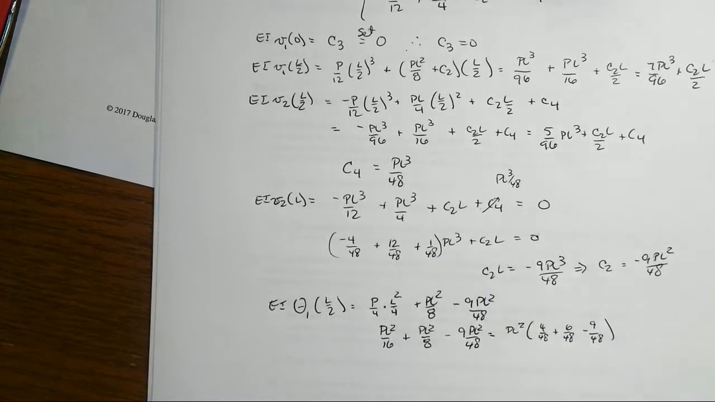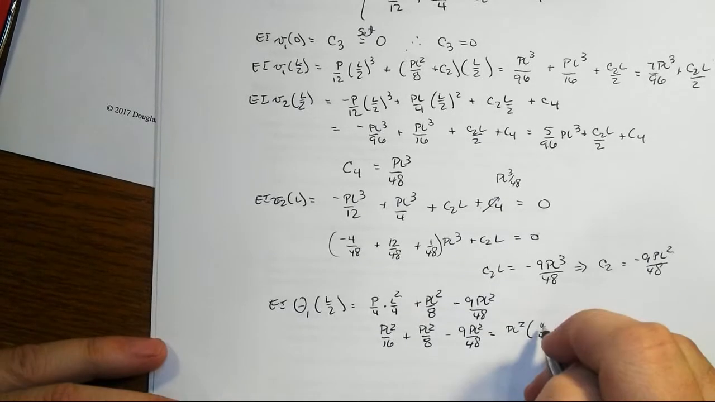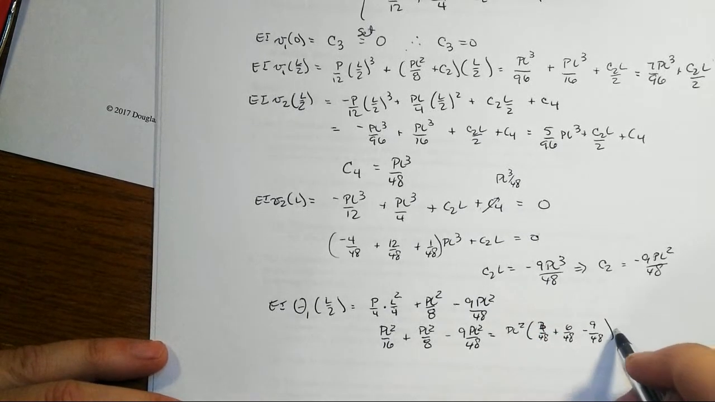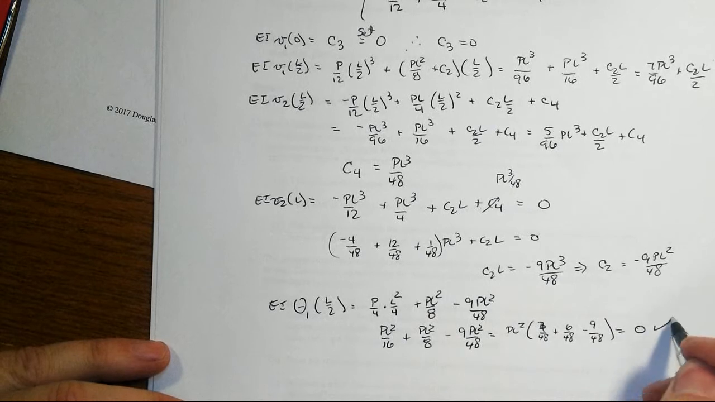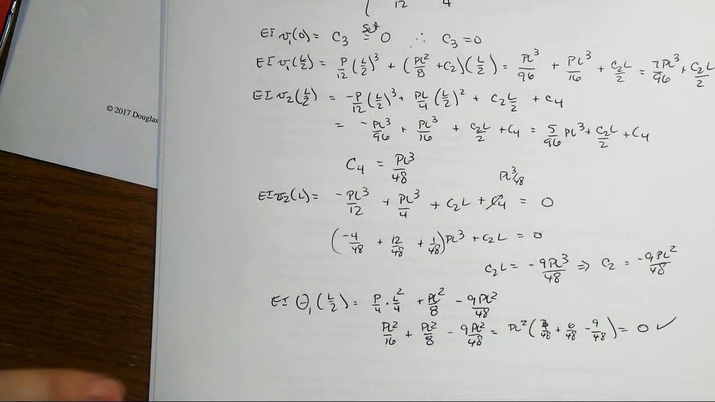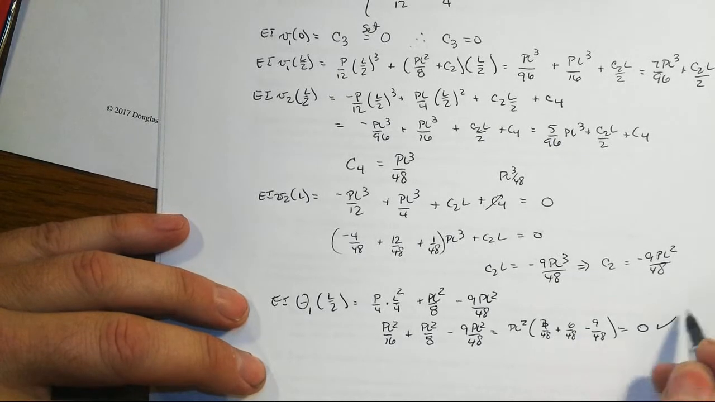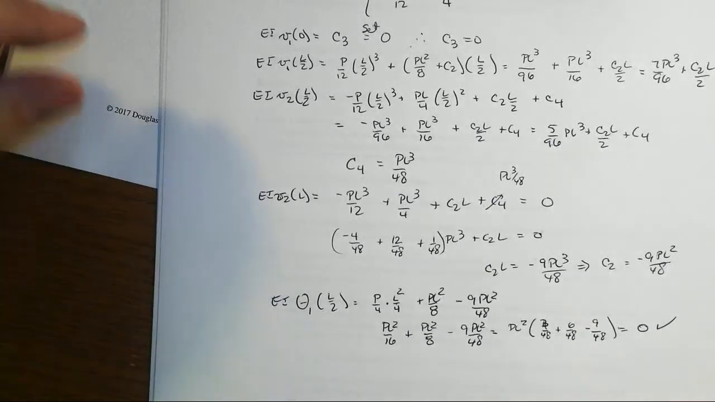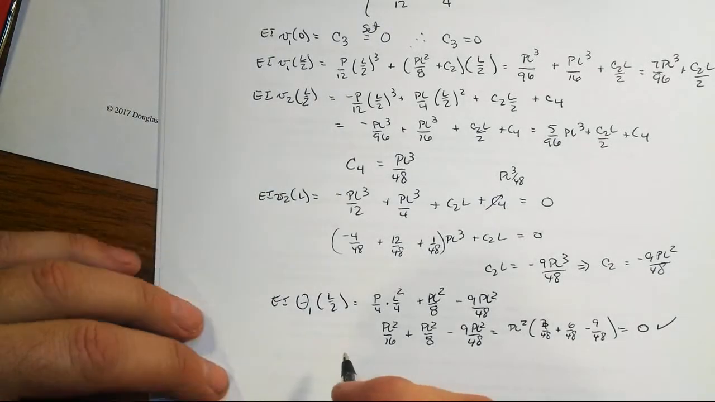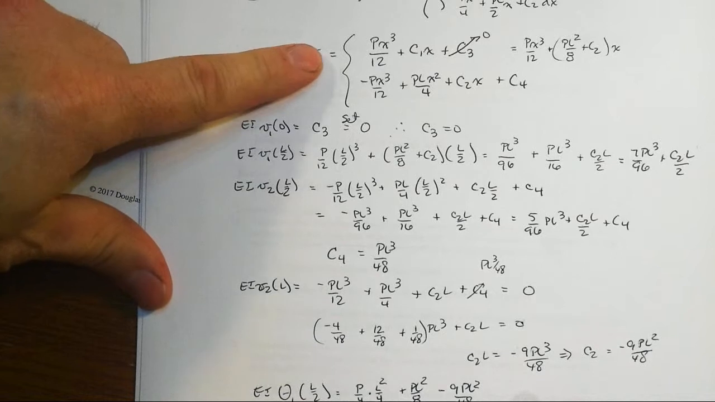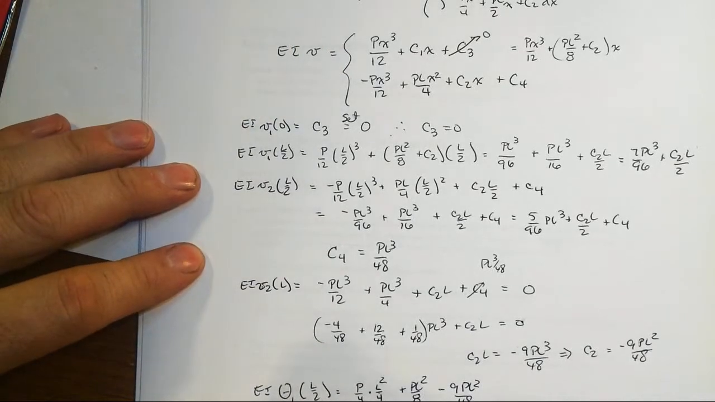Uh-oh. Well, that's because it's not 4 over 48. 1 over 16 is 3 over 48. Oh, good. That equals 0. So we've demonstrated that the slope is 0. We didn't actually prove it, but we demonstrated that it was 0 at L over 2. So that's good. And now let's go find out if we get PL cubed over 48 for the max at the middle.